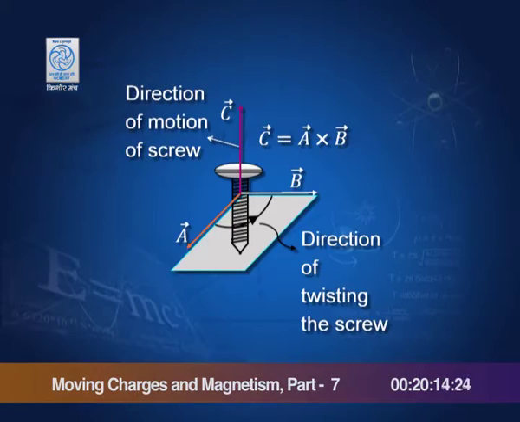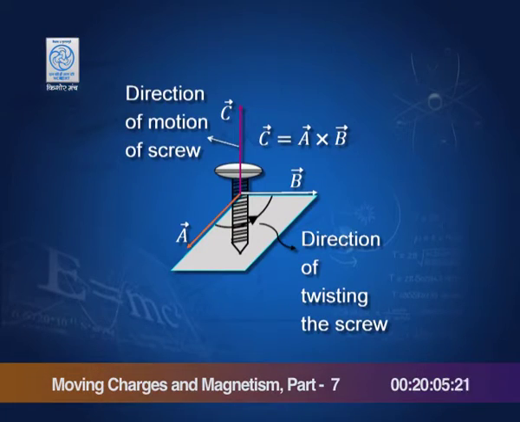So, I will go from dl to r like this, and you can see if I go like this, then I am taking the screw out. So, the magnetic field at P would be coming out of the plane.